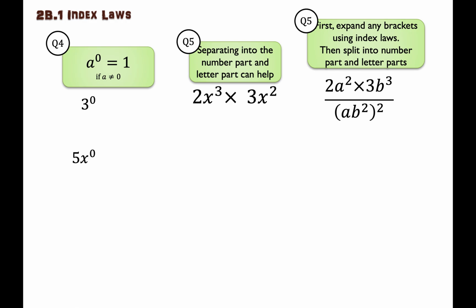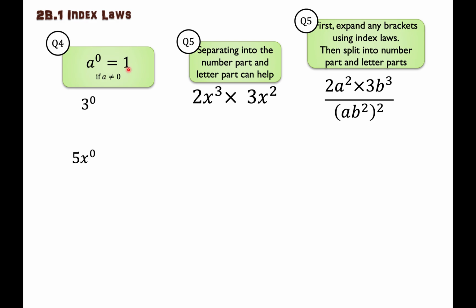We're still doing index laws, so we're still learning how to simplify expressions that have exponents or indices in them. But now we've got a few more. We've got this rule that I quite like because it's pretty simple, really. This says a to the power of 0 is 1, as long as a is not actually 0 itself. So anything raised to the power of 0 is just 1.